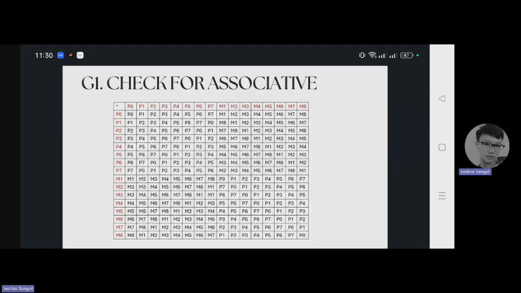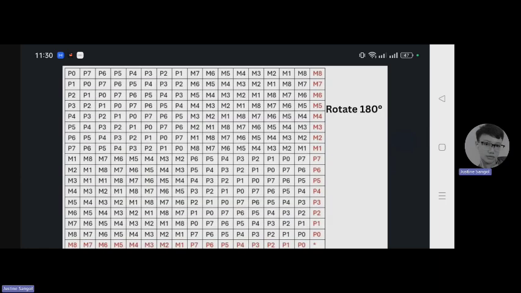Now we will check for the associativity. So when we are checking for associativity, we will rotate it first by 180 degrees. So here is the face of the table when we rotate it by 180 degrees. As you can see, after rotating 180 degrees, it's not the same anymore as the original table. So what we're going to do is interchange some columns or rows to make it the same or equal.